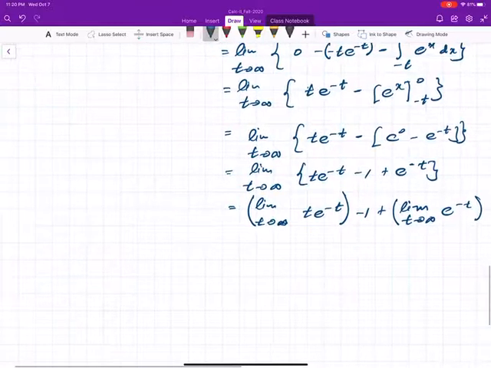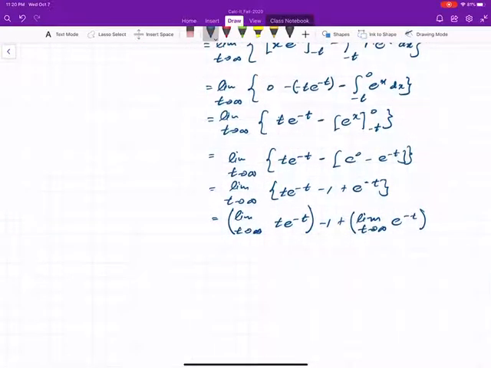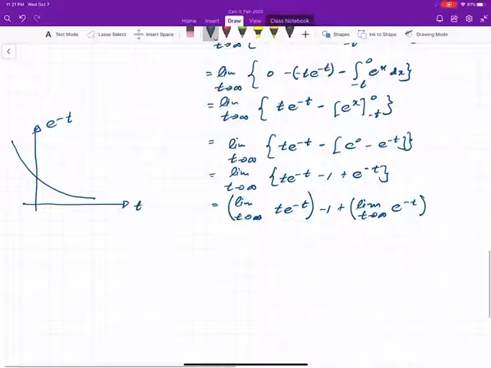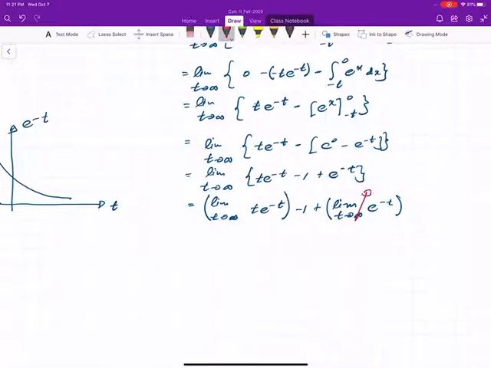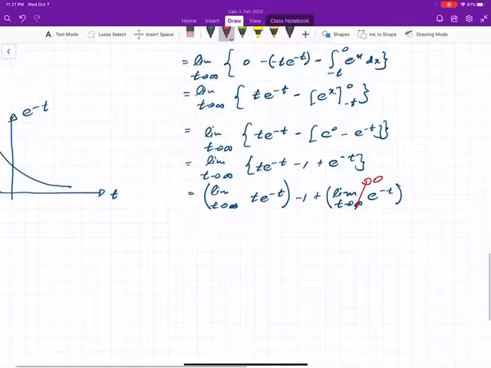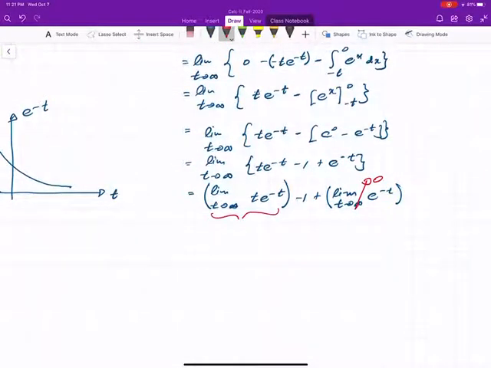If I recall the shape of e to the power negative t, the shape should look like that. That means when t goes to infinity, e to the power negative t goes to 0. So that term goes to 0. And then for the other term, when t goes to infinity, it is something like infinity times 0.